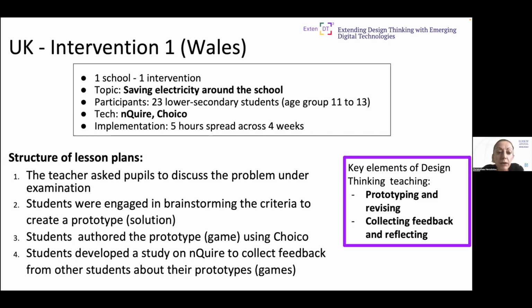Then the students were engaged in brainstorming different criteria in order to create a prototype using Choiko, the parameters and how to design a game in Choiko. Then the students start designing a prototype of the game and iterating and improving it. And then in the end, they designed a study using Enquire in which they ask other students to collect feedback about their game. So they seek peer review in a way in order to improve their creations, the game they created using Choiko.